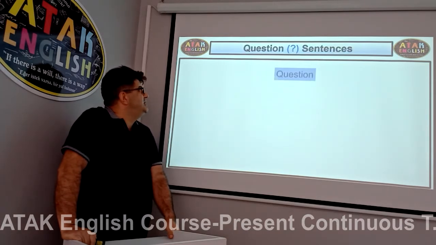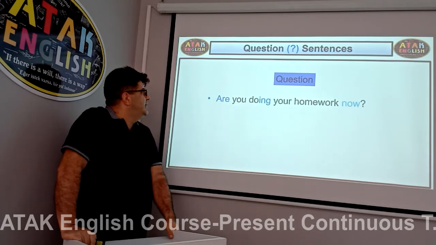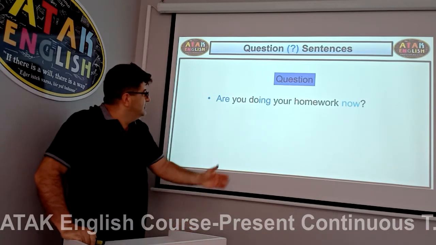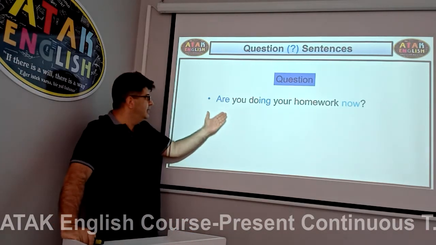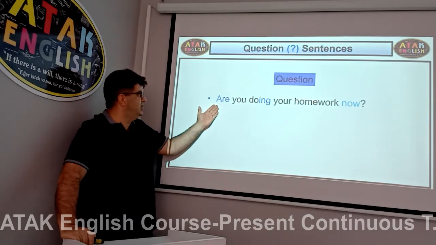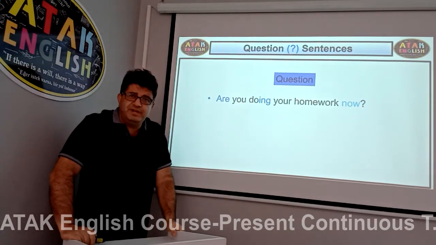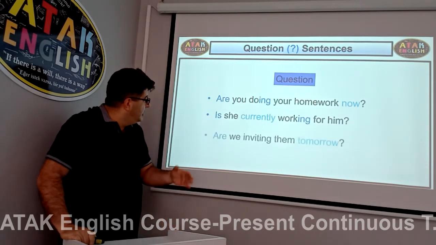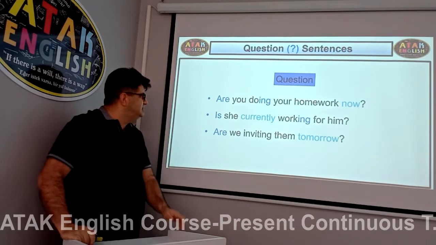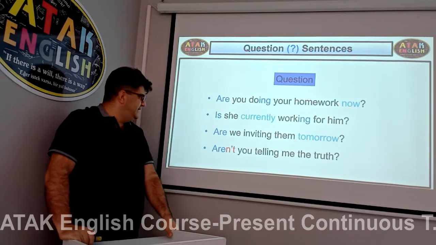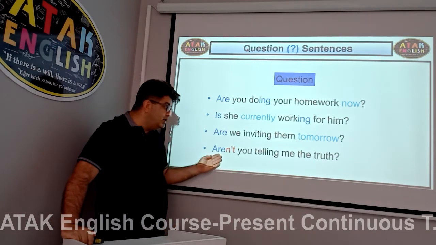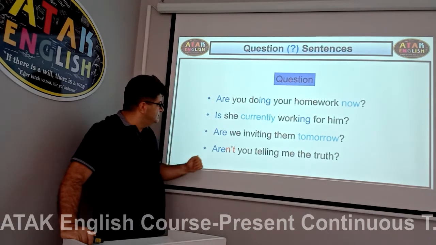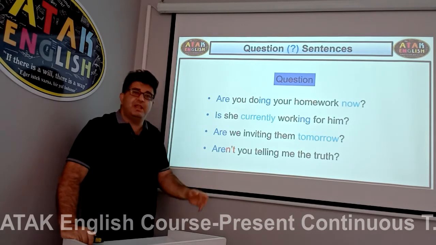There comes the question form. Okay, what exactly were we doing in question form, interrogative form? I was just bringing the helping word to the beginning of the sentence. In this case, are you doing your homework now? Is she currently working for him? Are we inviting them tomorrow? That's a negative question form. Aren't you telling me the truth? Okay, these are positive question forms and this is a negative question form. Aren't you telling me the truth?